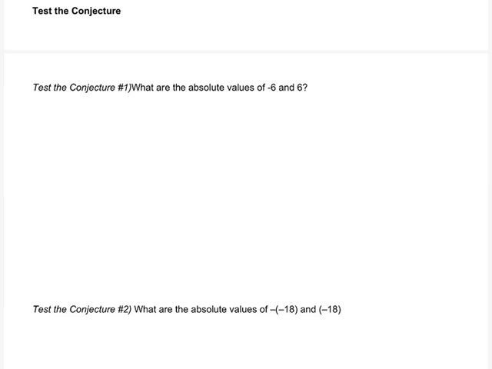Okay, let's get started with testing our conjecture. Number 1 says, what are the absolute values of -6 and 6? Absolute value is another vocab word that we just learned. I'm going to box that word because that's super important in my question.